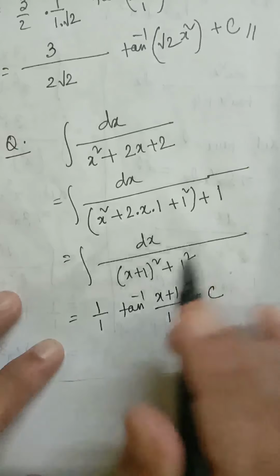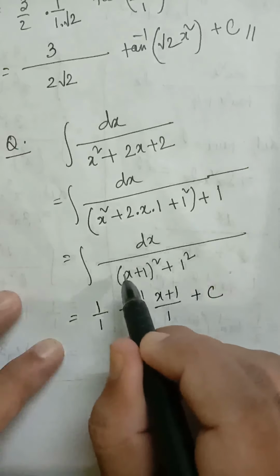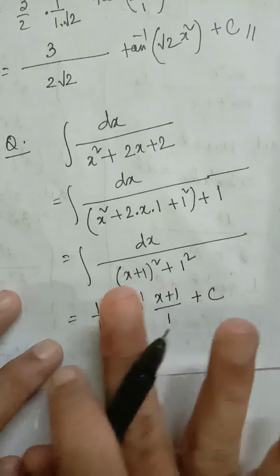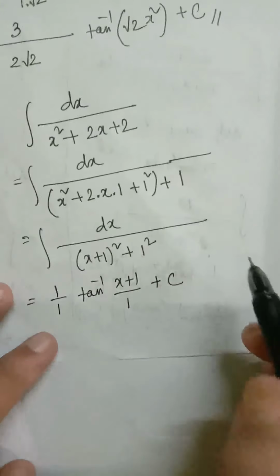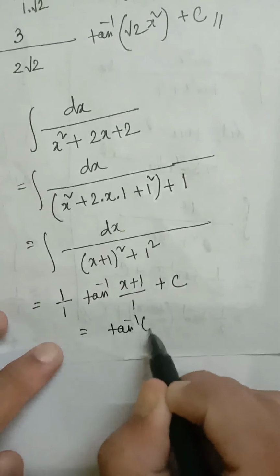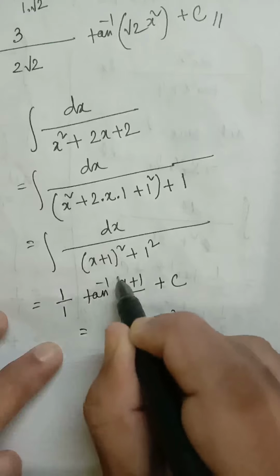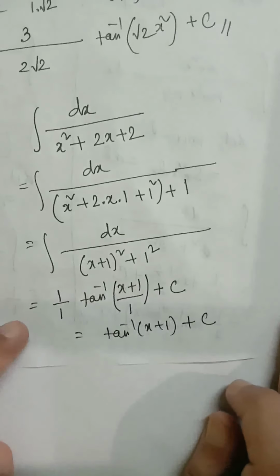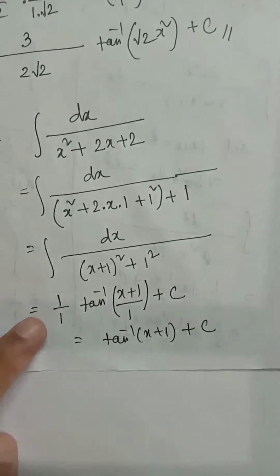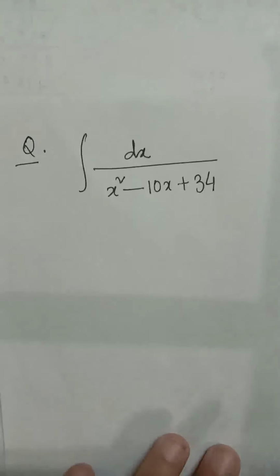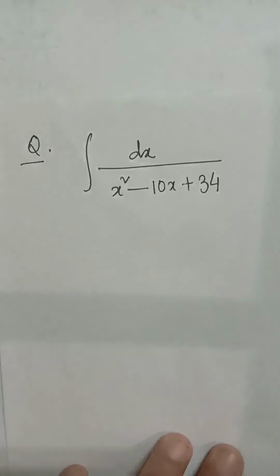And you can see the coefficient of x is 1, so you have to divide by 1. If you divide by 1, it will remain the same, so the integration will be tan inverse of (x plus 1) plus c. So this is the answer. Next, to integrate dx by x square minus 10x plus 34.